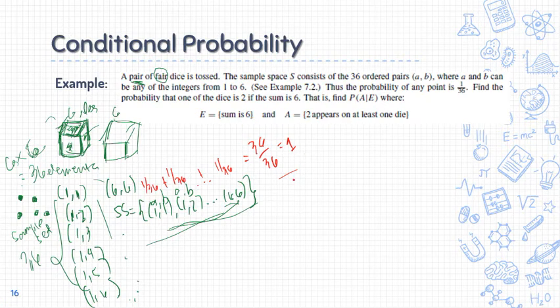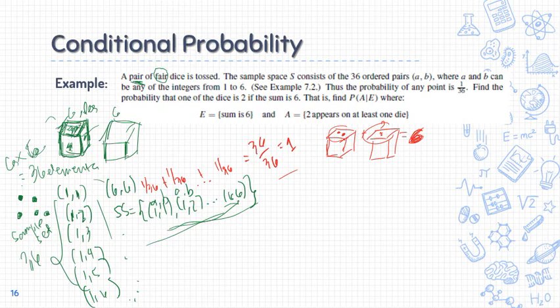Find the probability that one dice is 2 if the sum is 6. Okay. So, if we analyze the problem, it asks for the probability that one of the dice is 2, meaning one dice shows 2 on top. We don't know the other one, but the total of the two should be equal to 6. Okay. So this is now conditional probability.